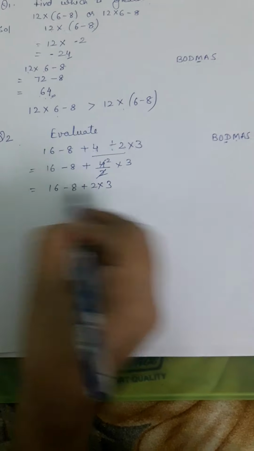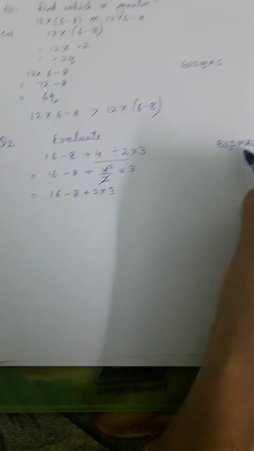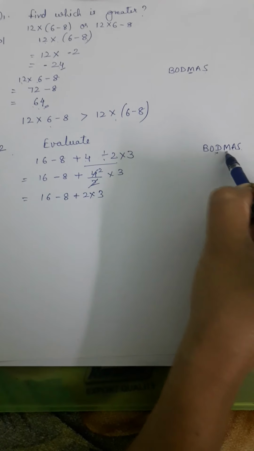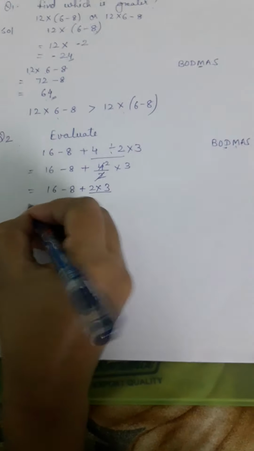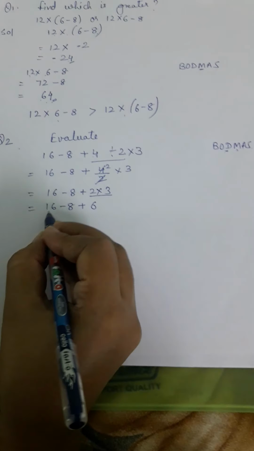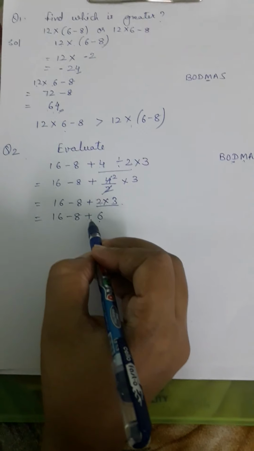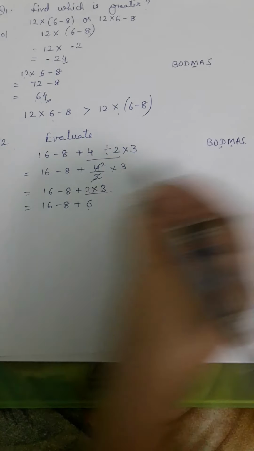Now division is solved. Now we have minus, plus, multiply. Which one to solve? Multiply. After division is multiply. So 2 into 3 you will solve. 2 threes are 6. Rest everything you will write like this only. Now what will you do? First you will add, then subtract.